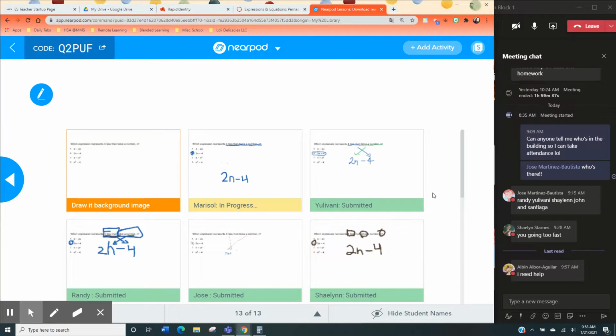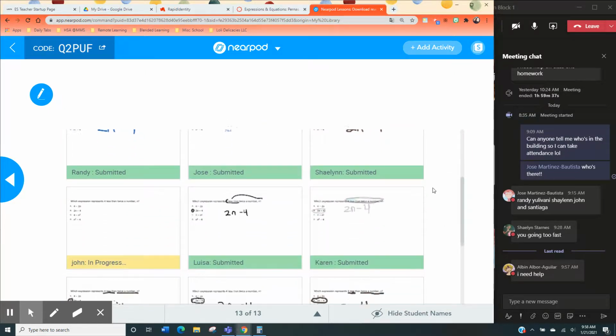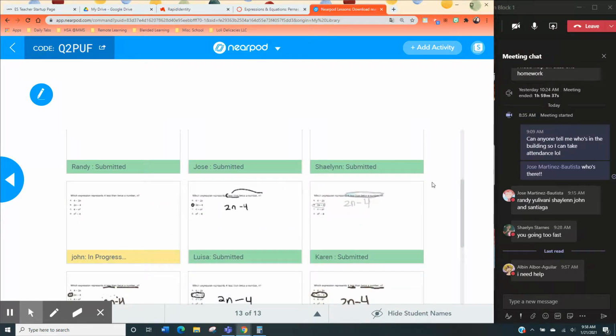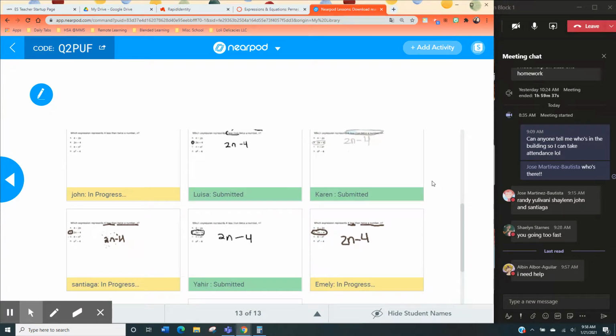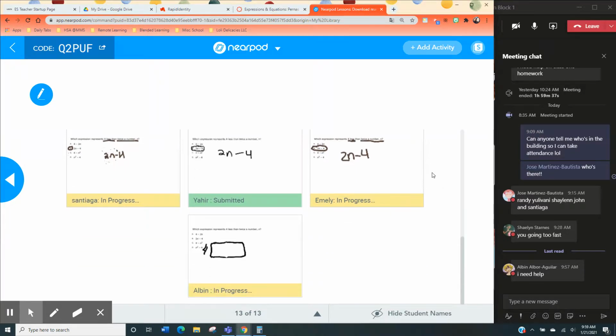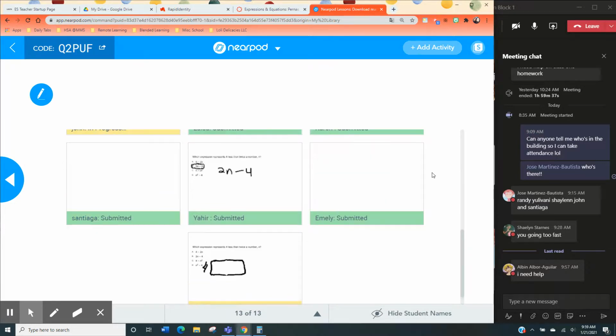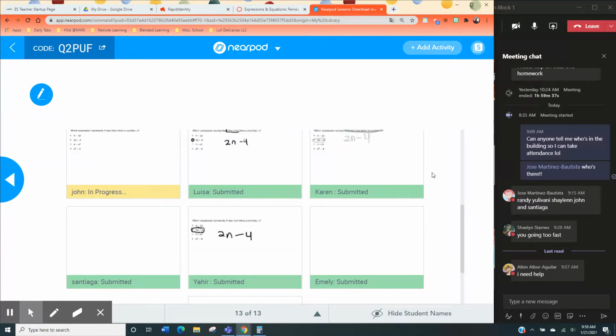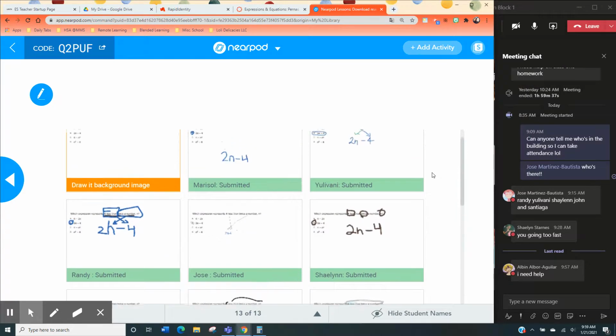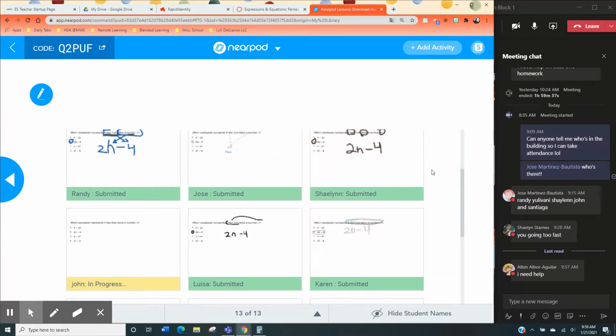Marisol, yours looks good. You can submit and start your classwork. Luisa, yours is also good. John, let's speed it up. Emily, much better. Santiago, yes, yours looks good. Albin, we're not distributing. We're writing an expression based off of the words, like I just did for the last few examples. John, I'm just waiting on you. So let's go.